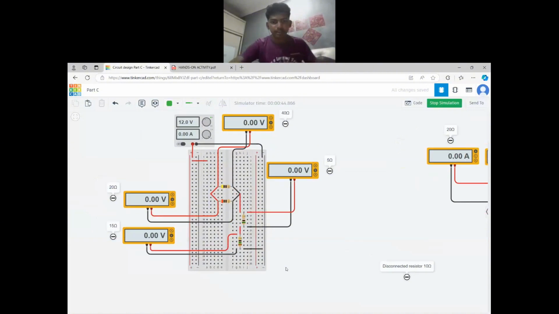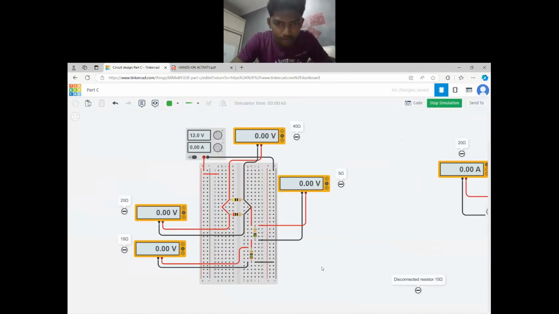We have disconnected the 10 ohm resistor, the first resistor in the circuit. Of course the current cannot pass through, since the resistor is not in parallel but in series. In series, the current has to flow from one point to the next. If anything in the middle is disconnected, or there is any blockage, the current cannot flow. So for this scenario, with the 10 ohm resistor disconnected, there is no current passage.